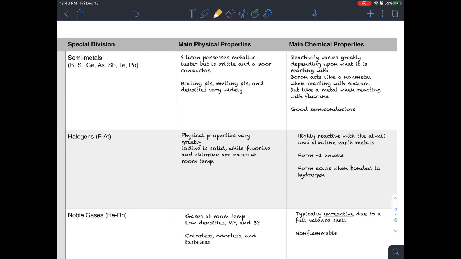Boron will act like a nonmetal when reacting with sodium, but it will act like a metal when it's reacting with fluorine. What I mean by that is if it's reacting with sodium, then it potentially could form a negative charge, and if it's reacting with fluorine, it can form a positive charge. So that's just an example. Again, boron's going to do its own thing, and it will be something that we come back to as an element in the future that is a rule breaker when it comes to its valence shell. Again, one of the things that the semimetals are used for is as semiconductors.